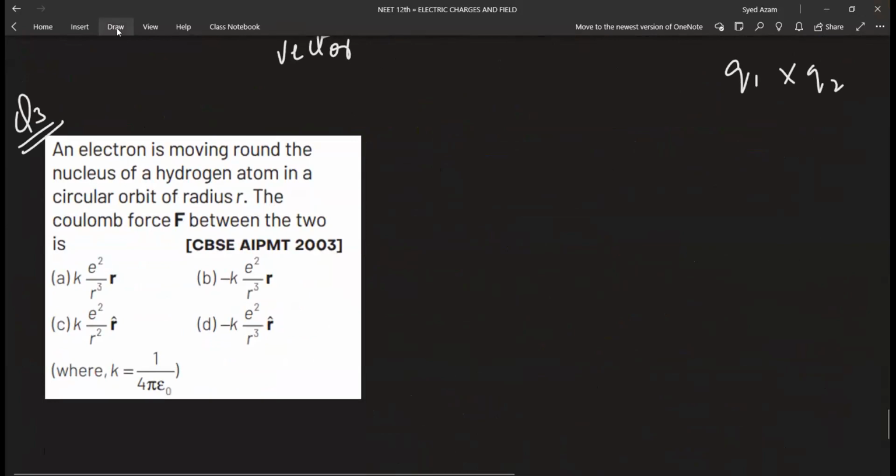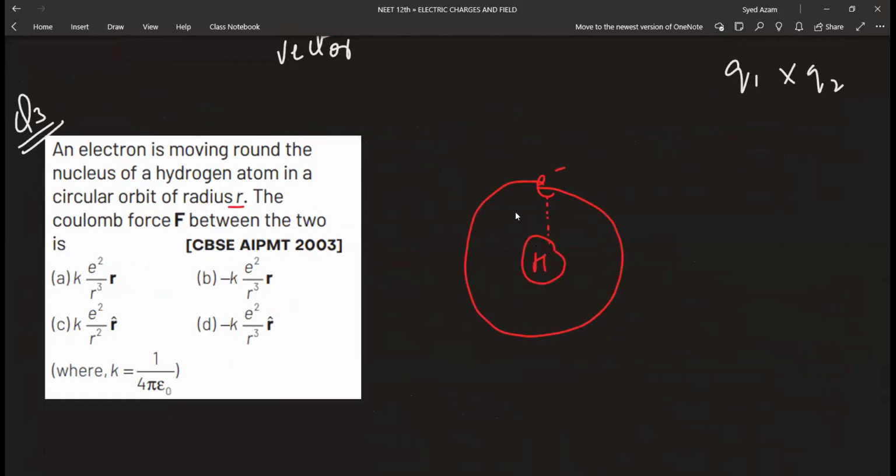Look, Ibrahim, read this. What do you think is the answer? An electron is moving round the nucleus of a hydrogen atom in a circular orbit of radius r. This is the radius, the electron is moving around the nucleus. This is the nucleus of the hydrogen atom, this is how the electron is moving, and the radius is r. The Coulomb force F between the two is.